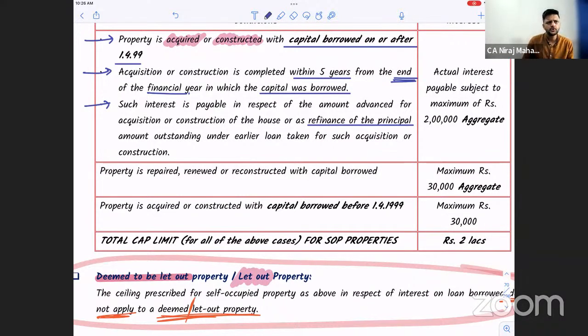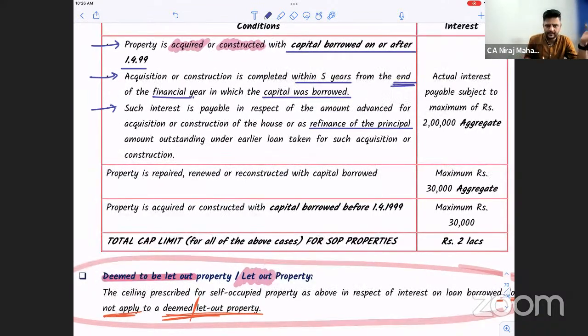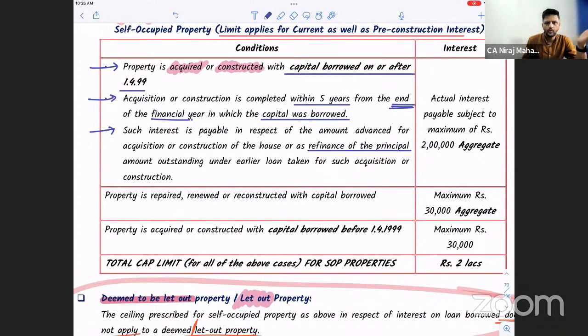So two, three important points. The property is self-occupied (SOP). The loan was taken for either purchase or construction, on or after 1/4/1999. The purchase or construction was completed within 5 years of the end of the financial year in which the loan was taken. In that case, what is my interest deduction? Whatever is accrued during the year, along with your pre-construction interest, whatever that figure comes to, it is subject to a maximum of 2 lakhs in aggregate. Aggregate means you can have one house property SOP, or 2 SOP.